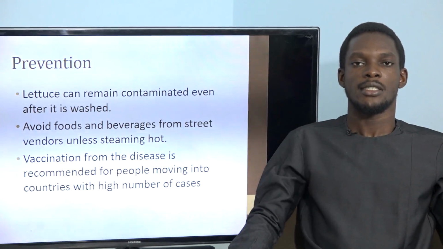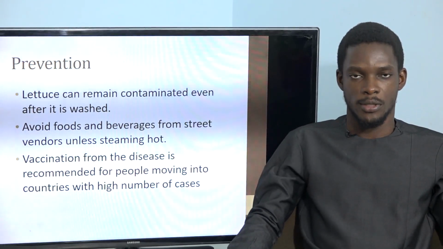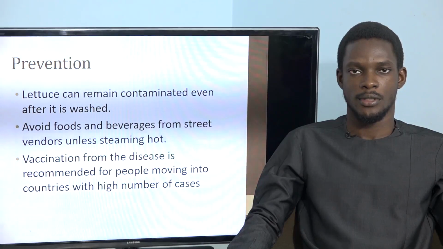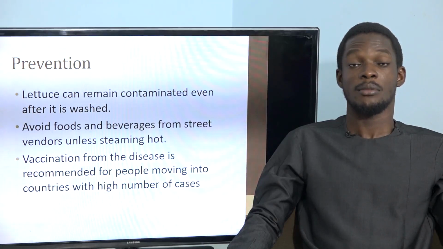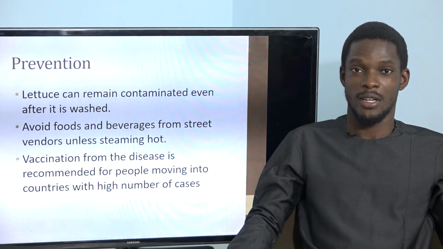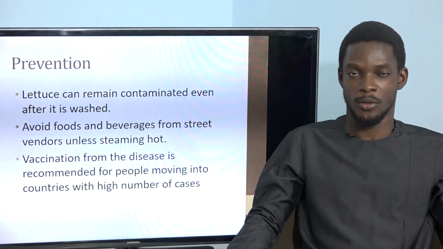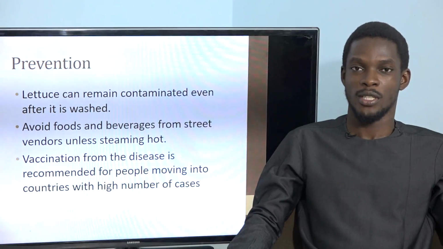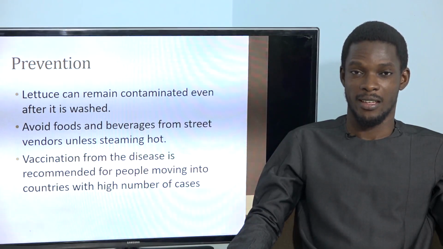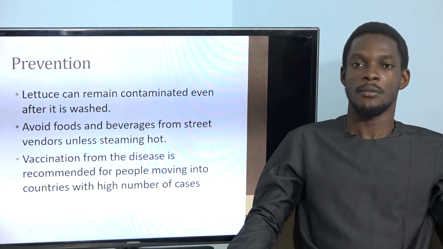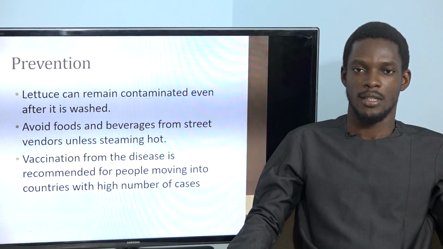You have to note that vegetables such as lettuce and cabbage can be contaminated even after they've been washed. Therefore, in the washing, you might want to use an adequate amount of salt or vinegar. You would also want to avoid fruits and beverages from street vendors unless they are steaming hot.